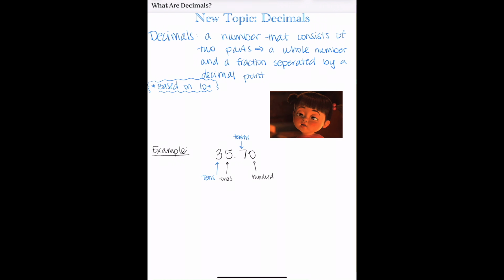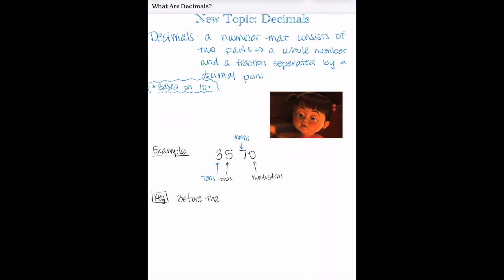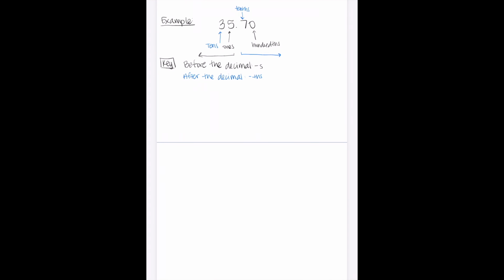Now, one thing we'll notice, a little key when we go through these, is that before the decimal point, and I'll draw that arrow for us, the 3 and the 5 are considered before. Before the decimal point, my place values end in S: tens, ones. But after the decimal point, the blue arrow, they end in THS, so tenths and hundredths.